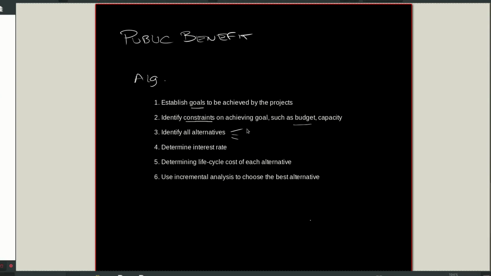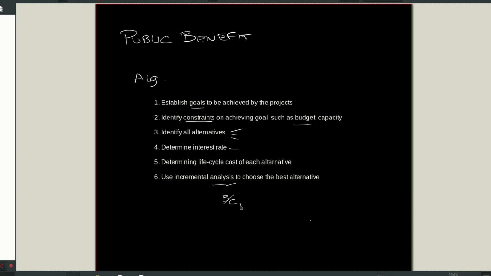Now, when we first start looking at public sector projects, we're just going to evaluate them one at a time, and then later we'll learn how to evaluate one against the other against the next. But what's important is you identify alternatives, you determine what the interest rate is. So eventually we're going to get to bonds. So if this is a bond-funded project, what inflation is going to be, all these sorts of things. And then you determine the life cycle of each alternative, and then you choose which is best. And when it comes to analysis, the first analysis you do is individual.